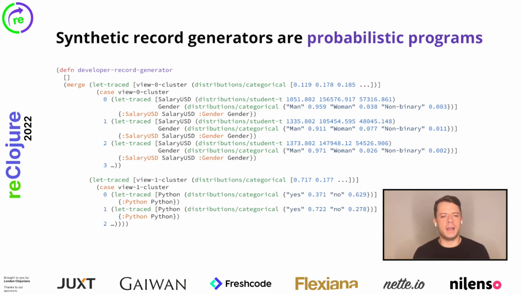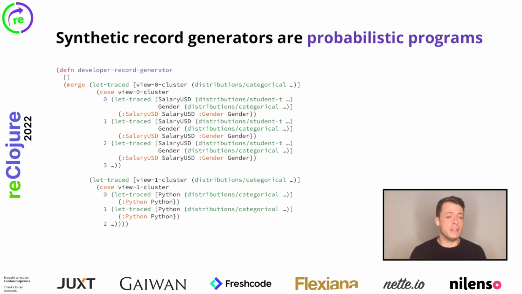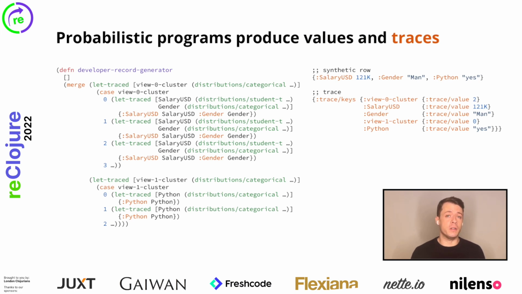Let's make some space by hiding the arguments to those distributions. Instead of using let to bind the results of expressions to symbols in this program, we use a different construct called let_traced. Let_traced behaves like let, but in addition it also records the value being bound in a data structure called a trace. If we execute the program, in addition to getting back a return value, we also get back that trace.